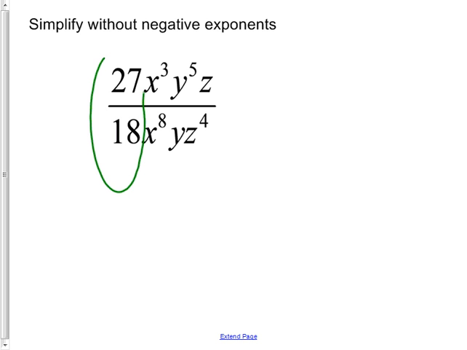Now, the 27 and the 18, that's a bit of a pain. What goes into both of them? 9. So what you should be thinking is divide both of these by 9. 27 divided by 9 is 3. And 18 divided by 9 is 2. There we go, 3 over 2.